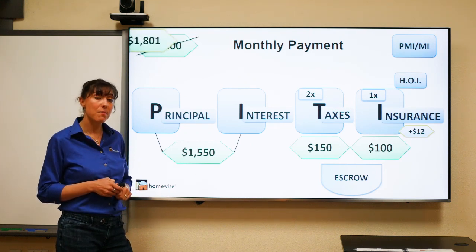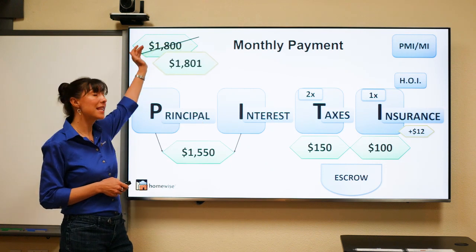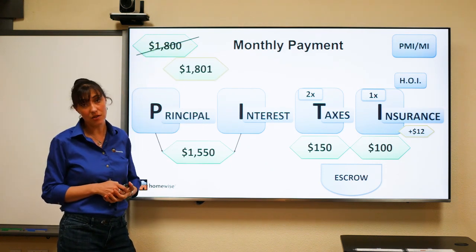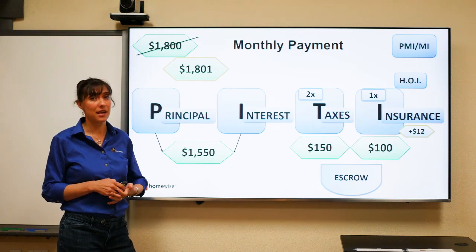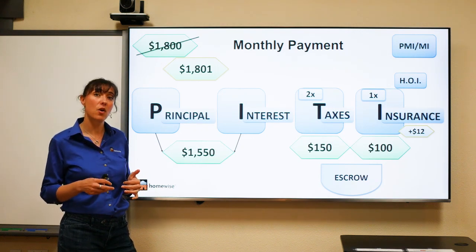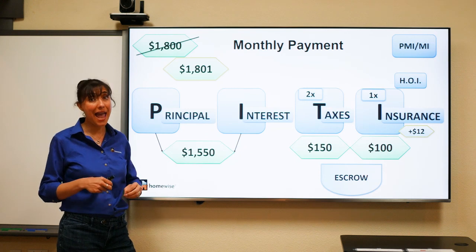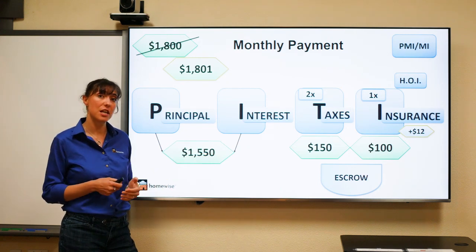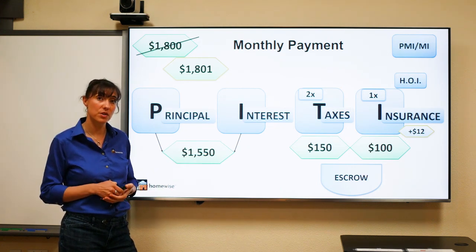That will change my monthly mortgage payment from $1,800 to $1,801 in this example. So again, even if I have a fixed rate mortgage loan, my monthly payment can and will change over the life of the loan, perhaps even on an annual basis, to accommodate for any changes in my property taxes and my homeowner's insurance.